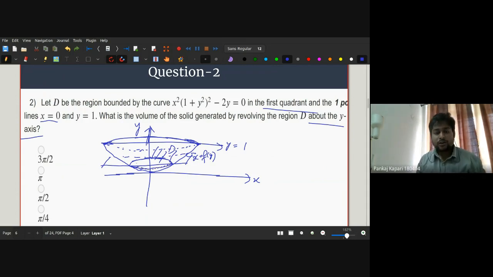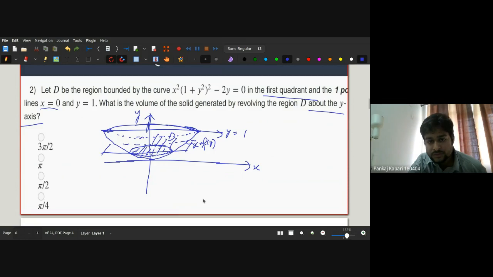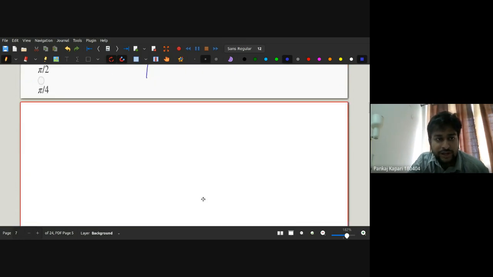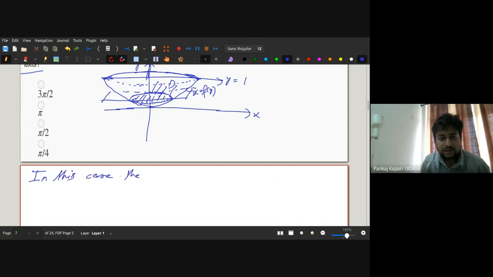Okay, and now if this is our slice, and if you find the area of this slice, then after integrating this you will get the volume of your solid. So what is the area of this slice? Here in this case the slice is a disk. Let's write that: in this case the slice is a disk, and this disk has a radius.